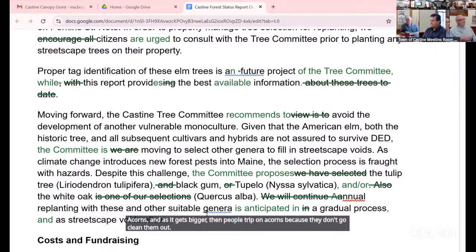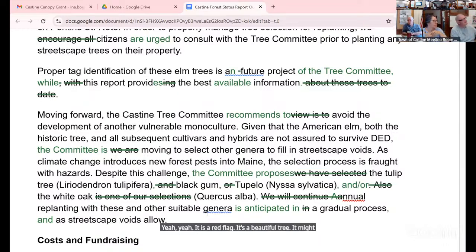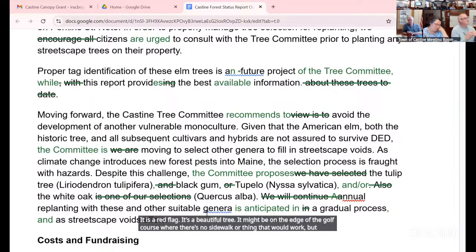Yeah, that is a red flag. It is a beautiful tree. It might work on the edge of the golf course where there's no sidewalk, but not there. So I just wanted to point that out. You guys seem to have a pretty good handle on that.